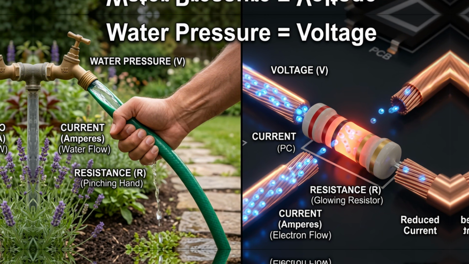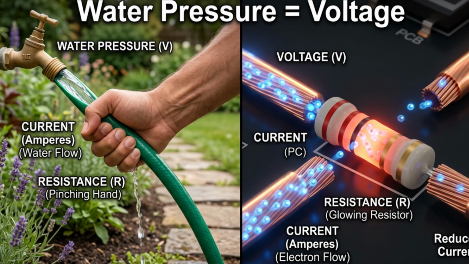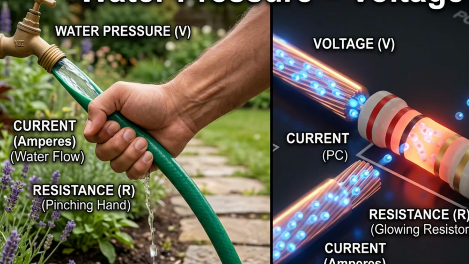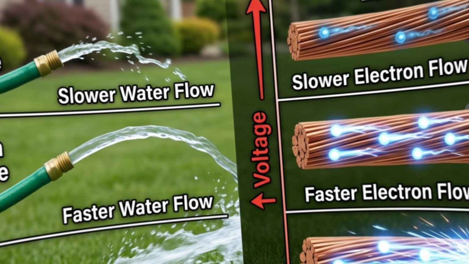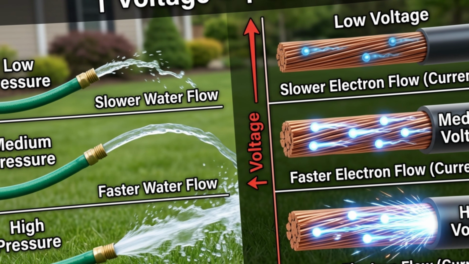The water pressure represents voltage. The water flowing through the hose represents current, and squeezing the hose represents resistance. The harder you squeeze, the less water can flow. Now imagine increasing the water pressure. Even if the hose stays the same, more water flows.